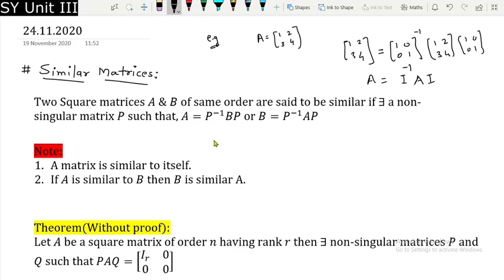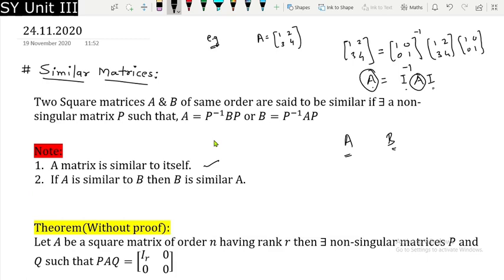So I have found a non-singular matrix, I is non-singular, right? Because its determinant is 1, which is non-zero. So I have found a non-singular matrix I such that A can be written as I inverse AI. So what does it mean? This A is similar to A. Is that okay? So that is our first note: a square matrix is always similar to itself.